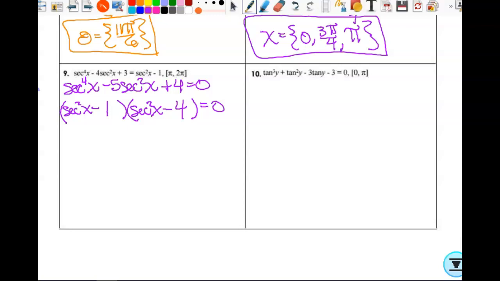Can I factor some more? What are these? Difference of squares. So I get secant of x plus 1 times secant x minus 1 times secant x plus 2 times secant x minus 2 equals 0.